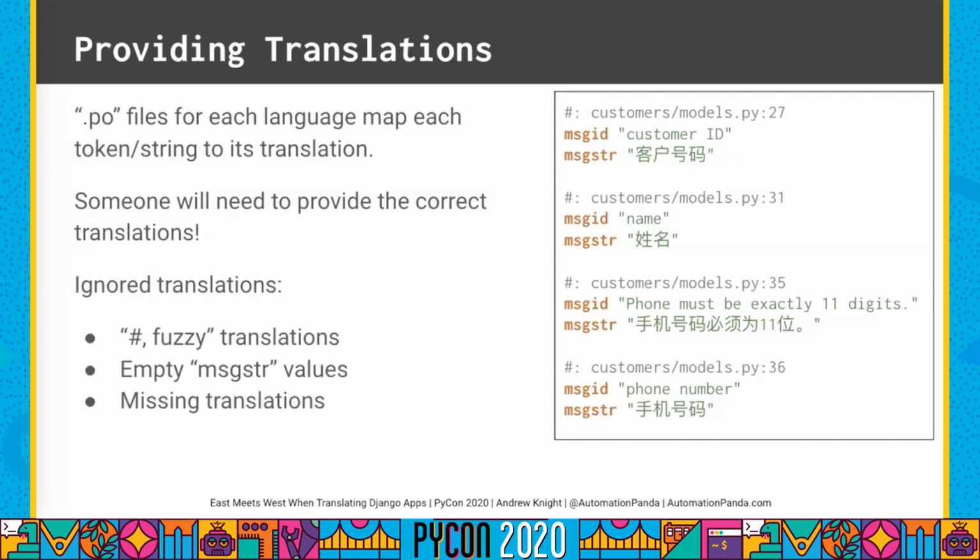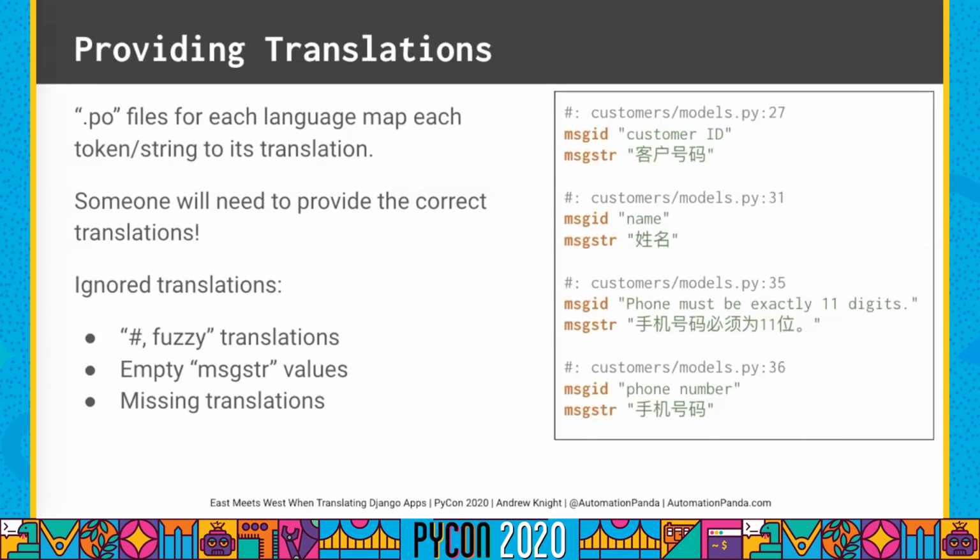It is possible to have some of these strings ignored when translating. Whenever a string is marked with a hashtag for the comment, comma, fuzzy, that means that Django may have known what the translation might be based on some similar phrasing, but it wasn't positive. And so you will need to manually go in there and inspect.